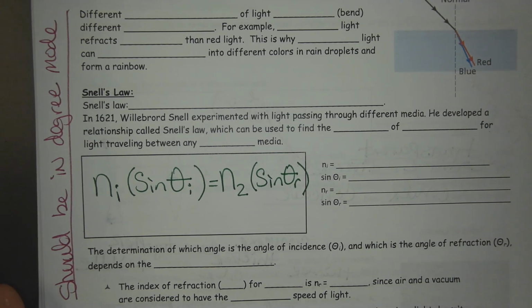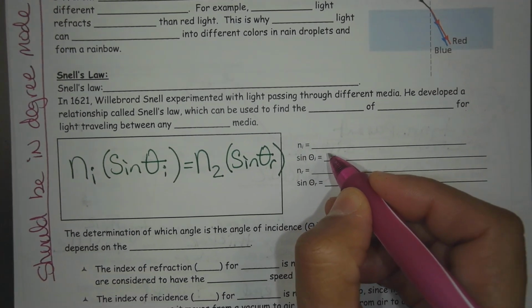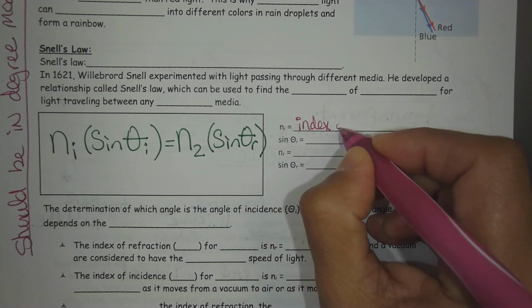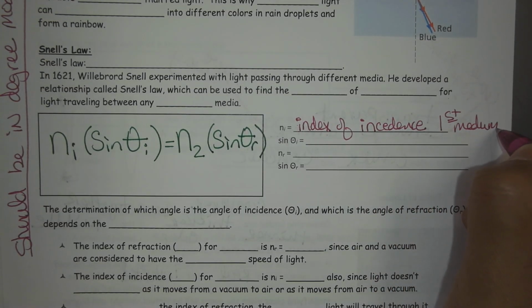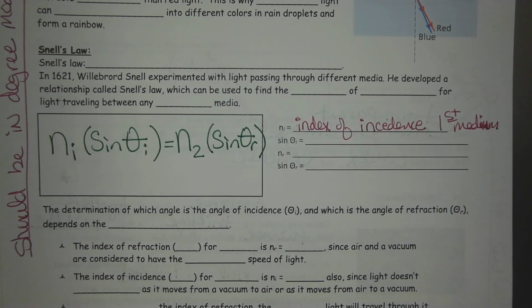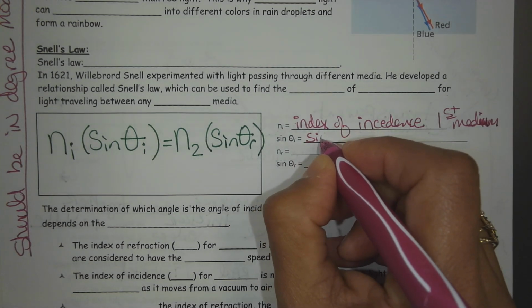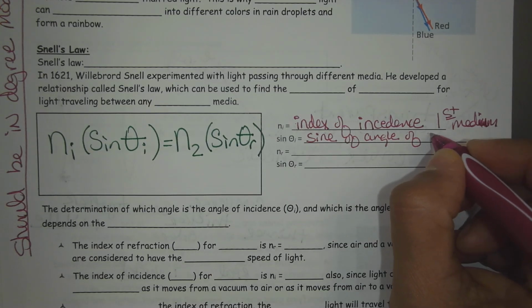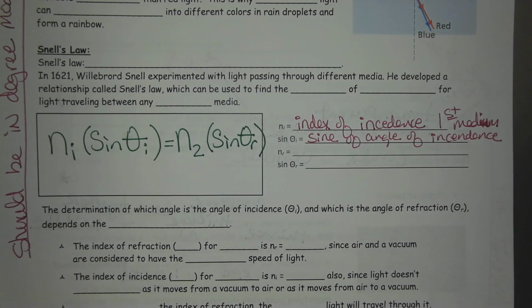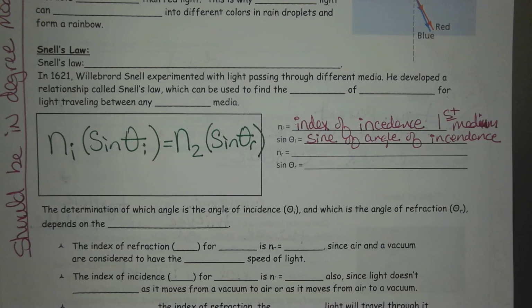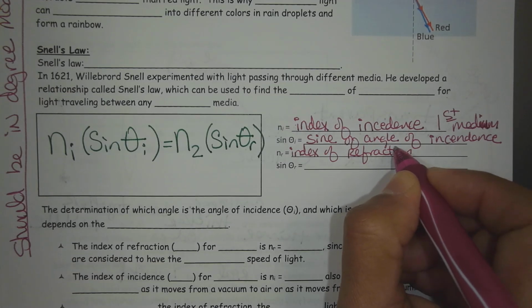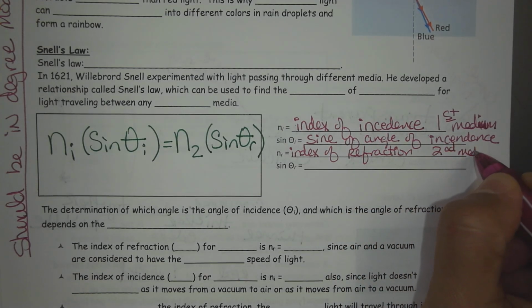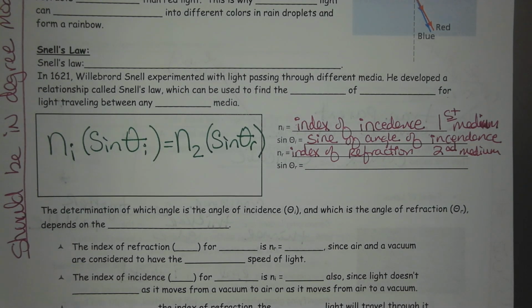Okay? Let's go ahead and keep going over here. NI, which is right here, stands for the index of incidence. And it's going to be our first medium. The sine of theta I is going to be the sine of the angle of incidence. And don't forget, it always touches the normal line. The NR is the index of refraction. And it's going to be when it's going through the second medium, because it's going to refract, it's going to bend. Whether the second medium is thicker or thinner, it's still going to bend.